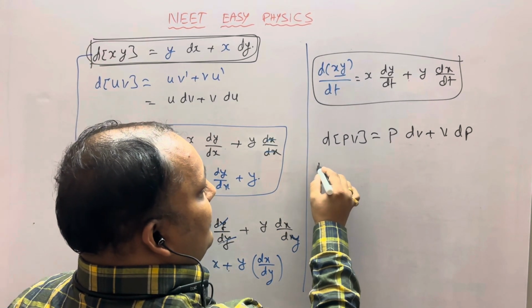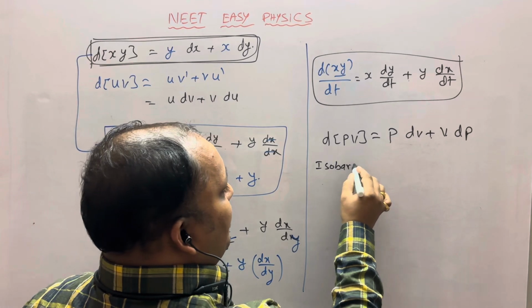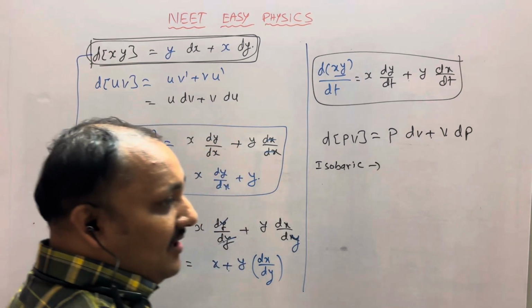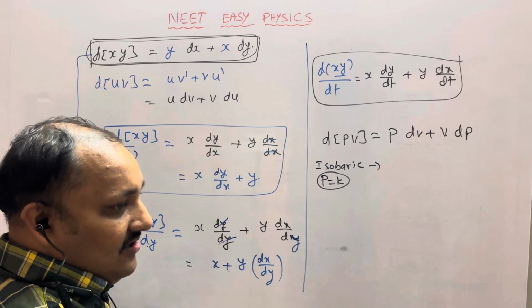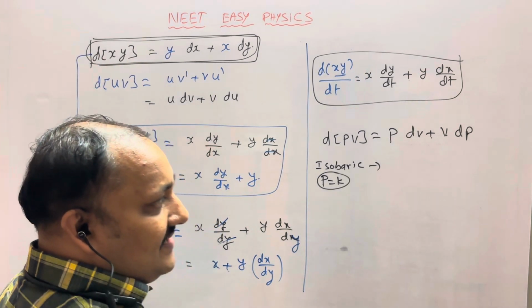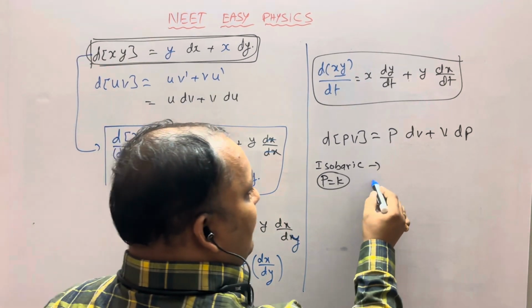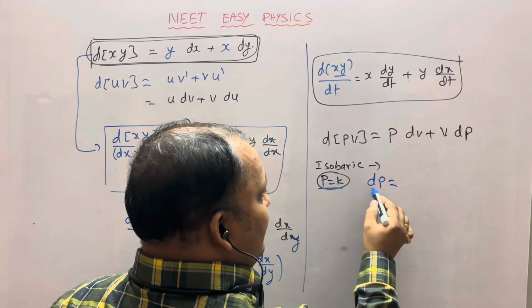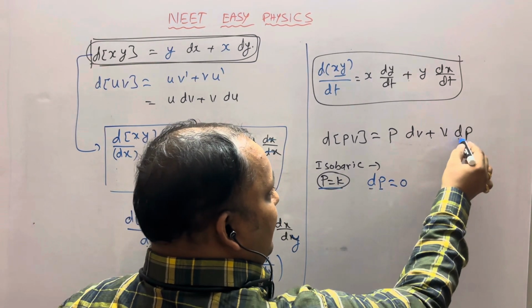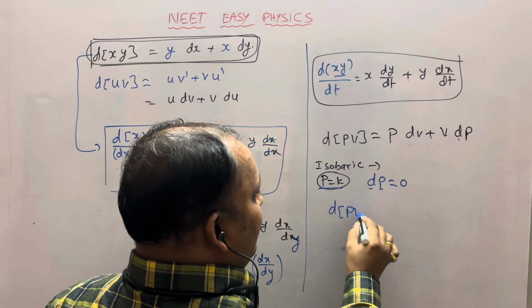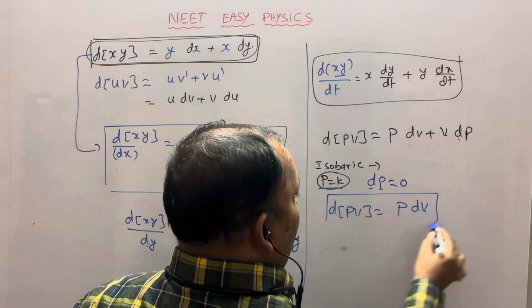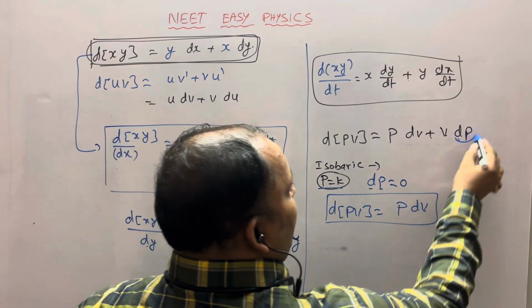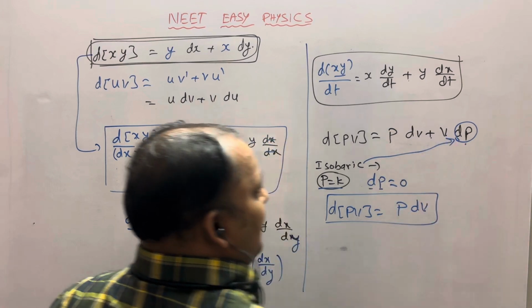Now let us assume an isobaric process. In an isobaric process, what is constant? Pressure is constant. Previously I said the derivative of any constant is 0. At that time, what will be dP? If pressure is constant, dP is 0. At that time they write the equation like this: derivative of PV is equal to P dV, because dP is going to become 0 in an isobaric process.